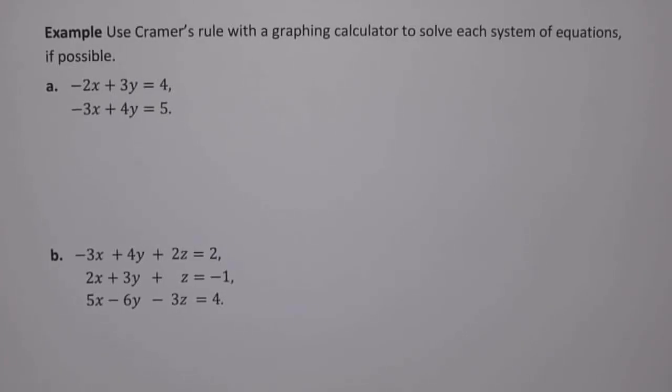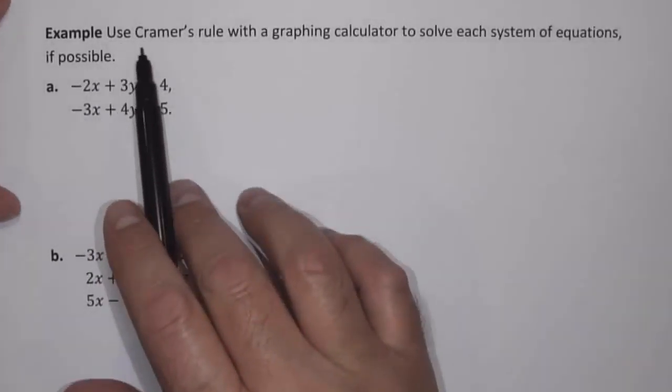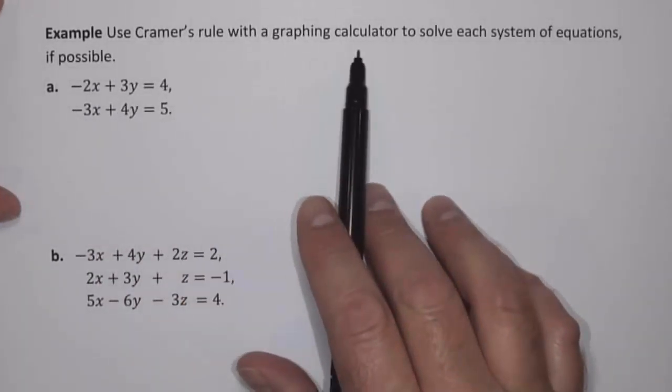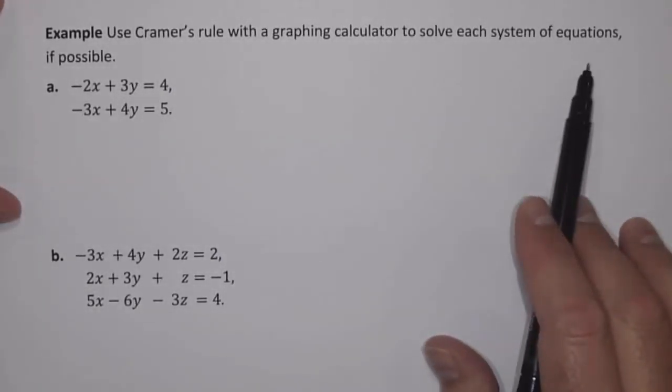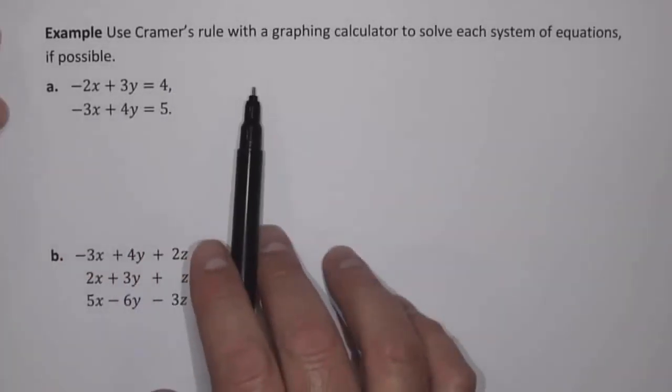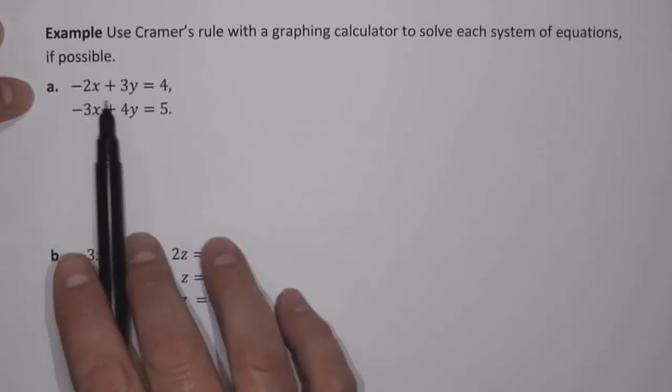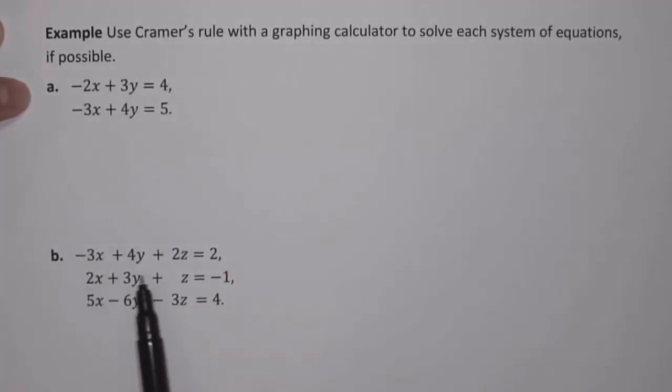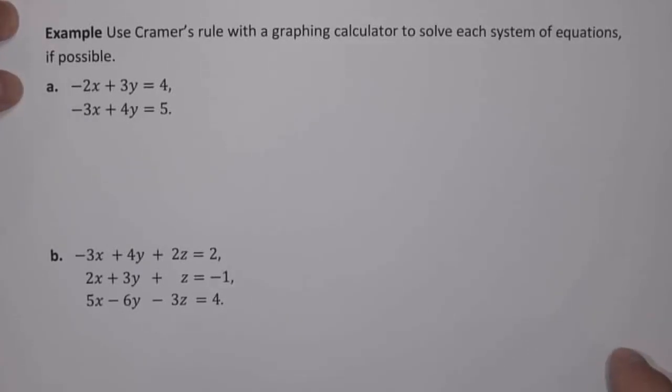So in this video, I want to show you how we can use our graphing calculator with Cramer's rule. Example: use Cramer's rule with a graphing calculator to solve each system of equations if possible. So in part A, we have two equations with two variables. In part B, we have three equations with three variables that we want to solve.